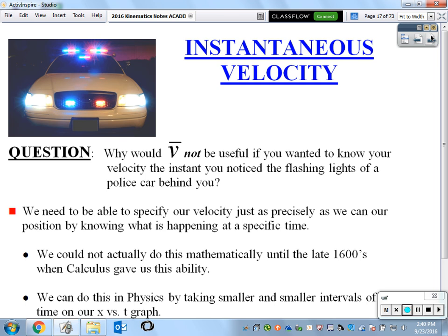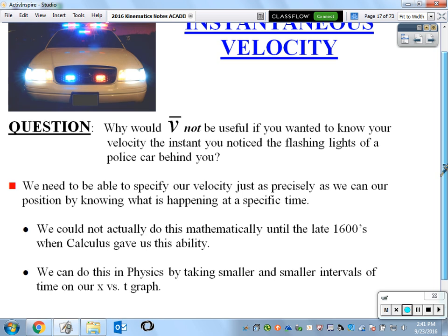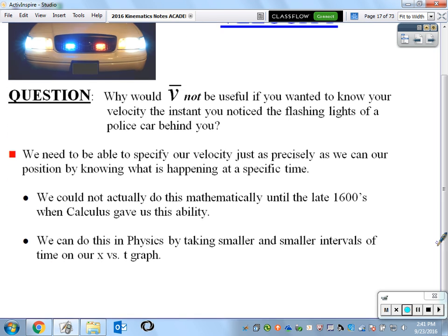We might need to know instantaneous velocity, or a velocity at a given moment. And how we do that is the same general principle, but we just need to frame things a little bit differently. In physics land, we need to be able to specify our velocity just as precisely as we did with our position. And in order to do that mathematically, we need a little bit different tool in our tool shed. We need to be able to use calculus.